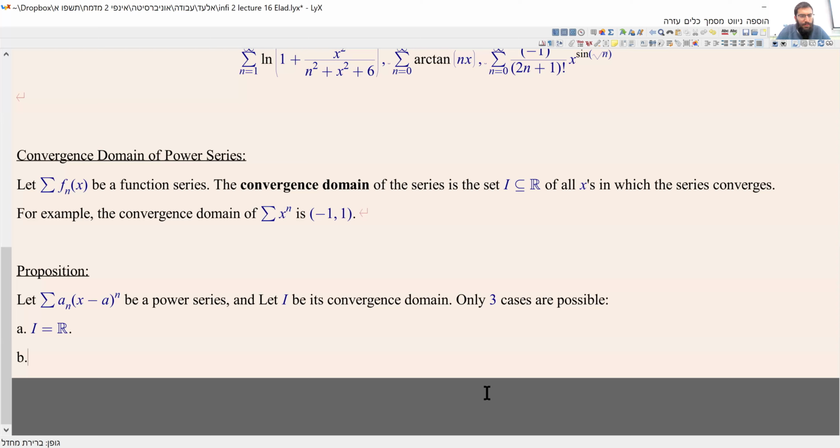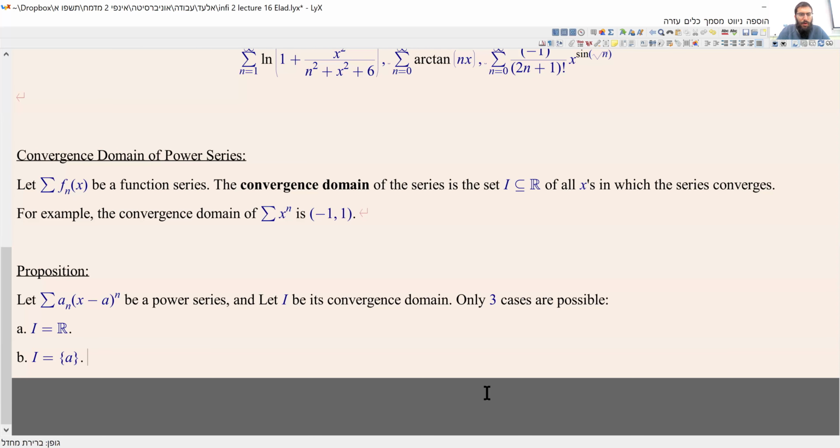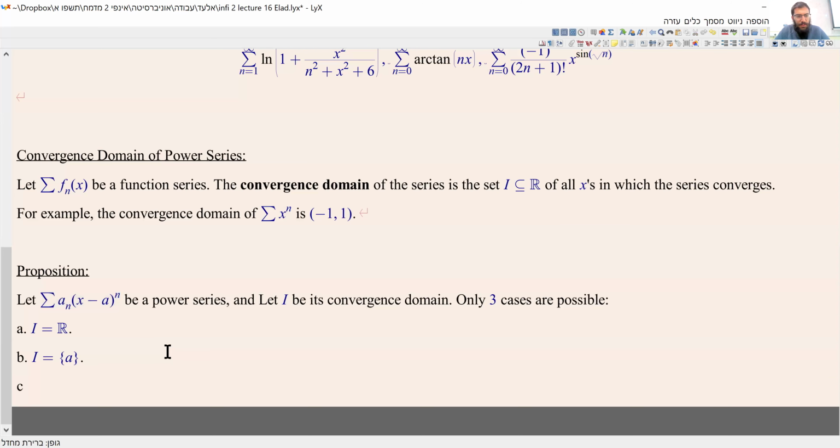On the other hand, it is possible as well that the series converges only at a. Note that when you put your a instead of x, you get a series of zeros. It is always convergent at a, whatever the a_n is, whatever the power is, as long as it is x minus a, of course.